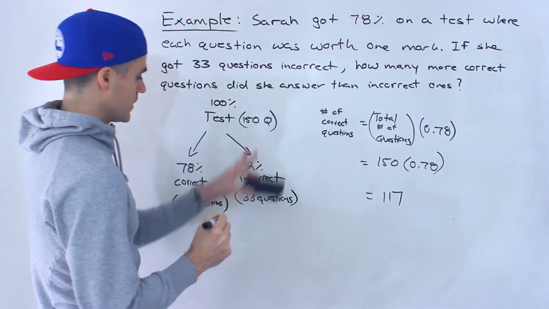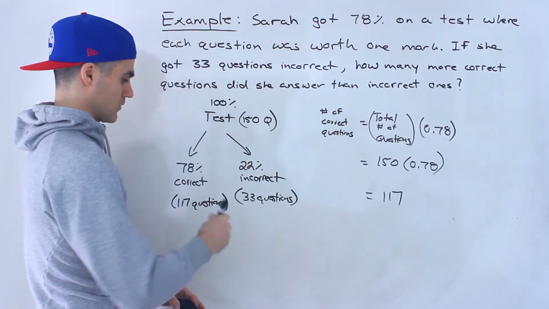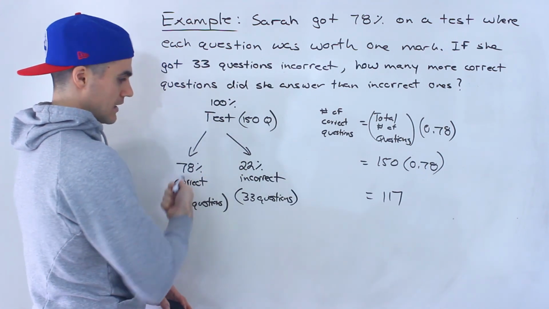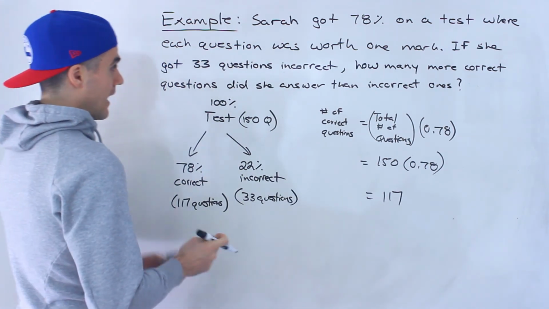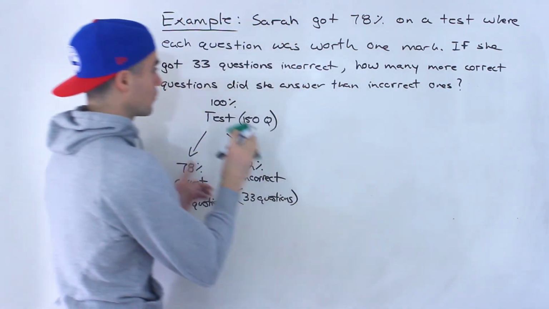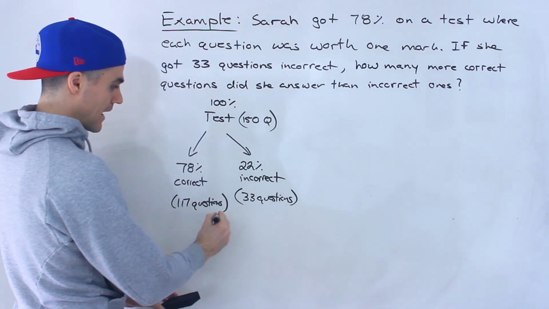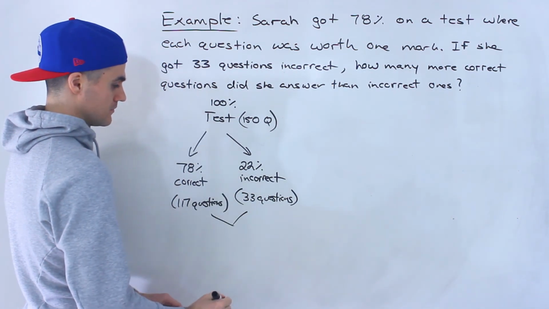So out of 150 questions, she answered 117 questions correctly, right? 117 of 150 is 78%. And they're asking us how many more correct questions did she answer than incorrect ones. So if you read that carefully, what they're asking for is this difference here.